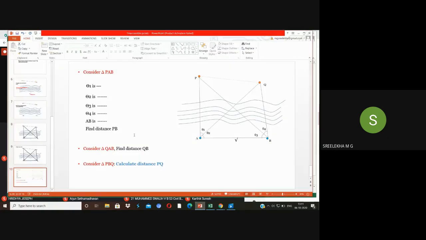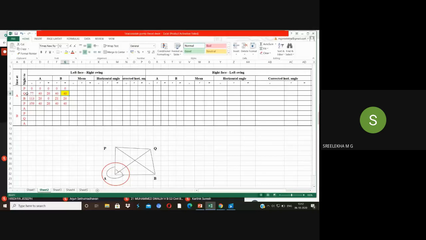Then next, from P, we'll have to sight to the next point Q. Sighting to the point Q, whatever be the vernier readings written here. So can you see here, I have marked the value 77 degree, 40 minute, 20 second. Just note down these values also. So similarly, sighting to the point B, the corresponding values. B means it's your instrument station only. Then finally, you are sighting to the point P again. Okay, can you see this picture?